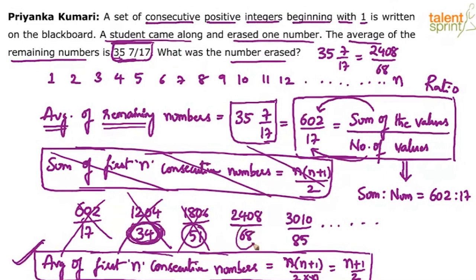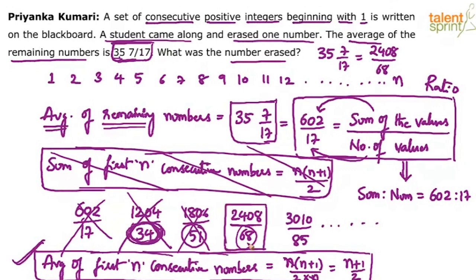Remaining numbers are 68, which means there are totally 69 numbers. The average of 69 numbers is 69 plus 1, 70 by 2, which is 35. And here we have 35 7 by 17. So we are close to 35. Maybe from those first 69 numbers we have removed one of the smaller numbers, because of which the average has increased. Instead of 35, it has become 35 7 by 17. So it looks like we are close to this.